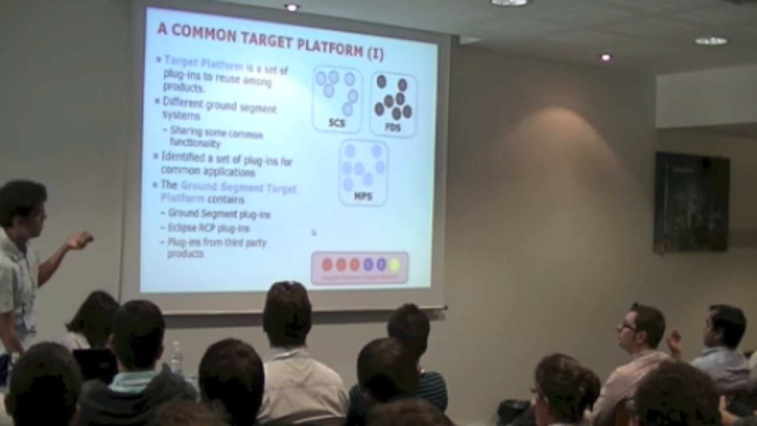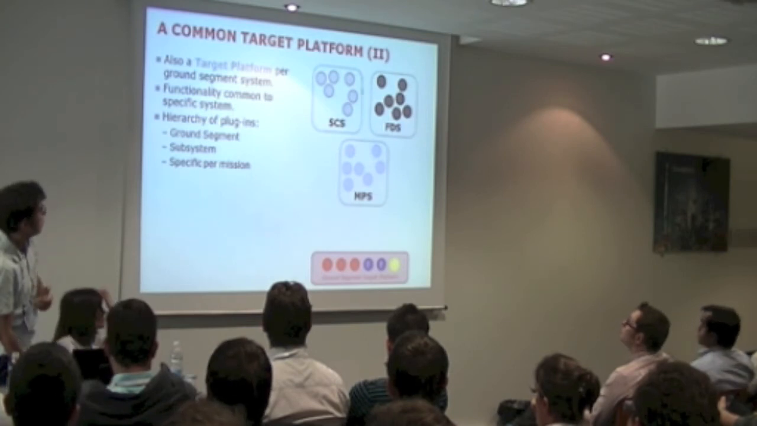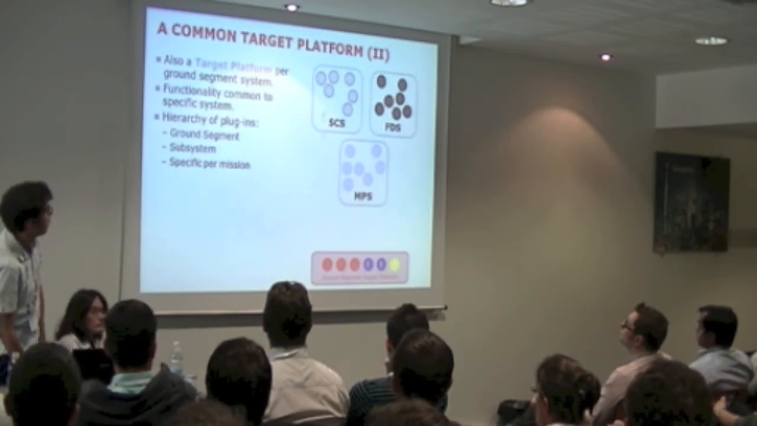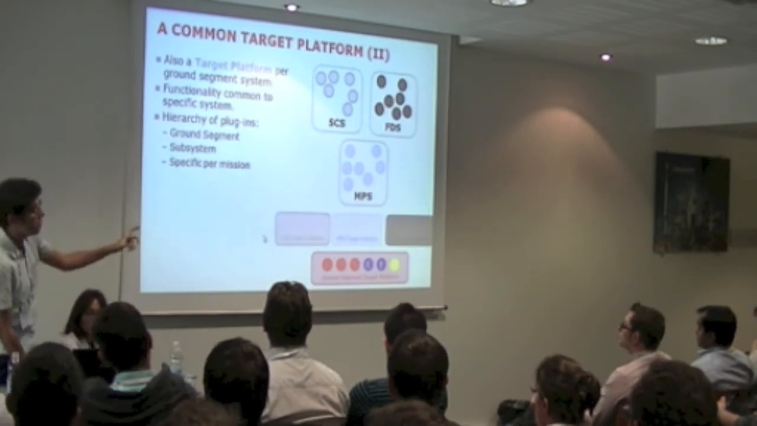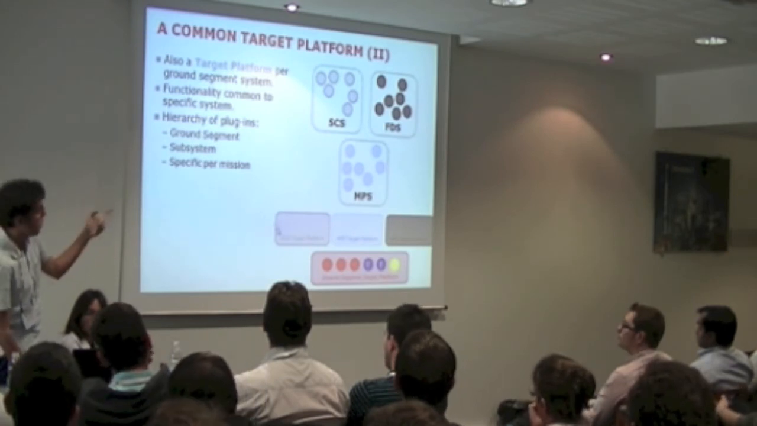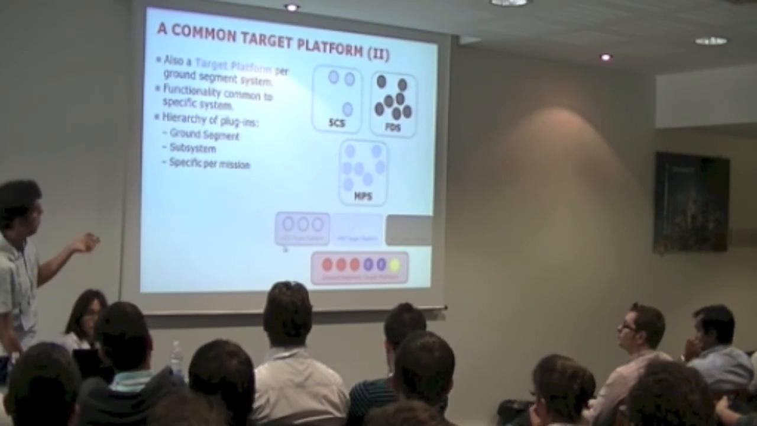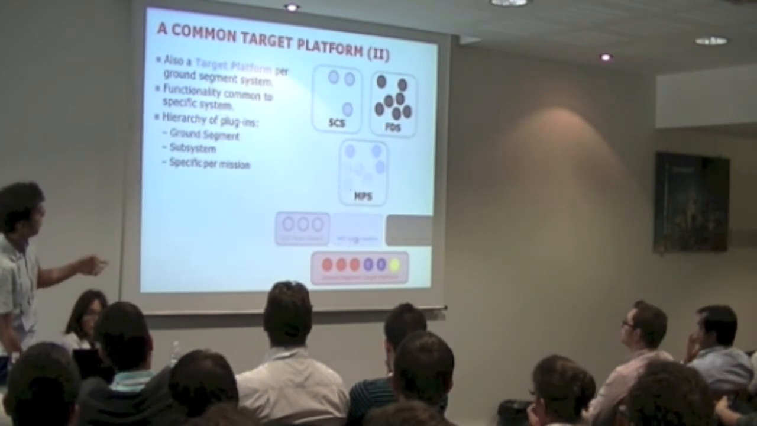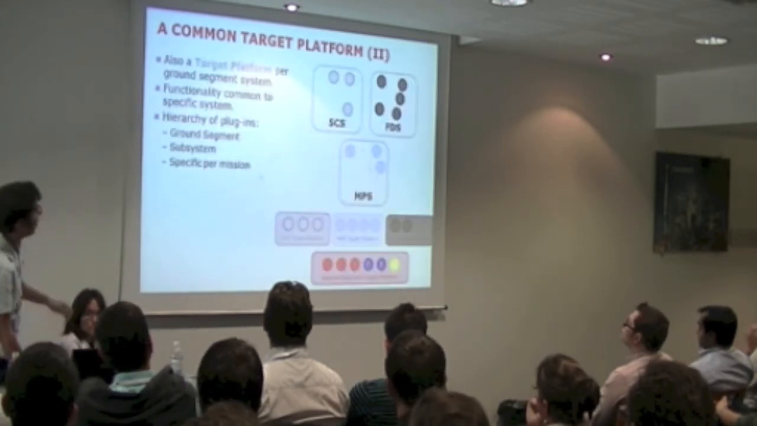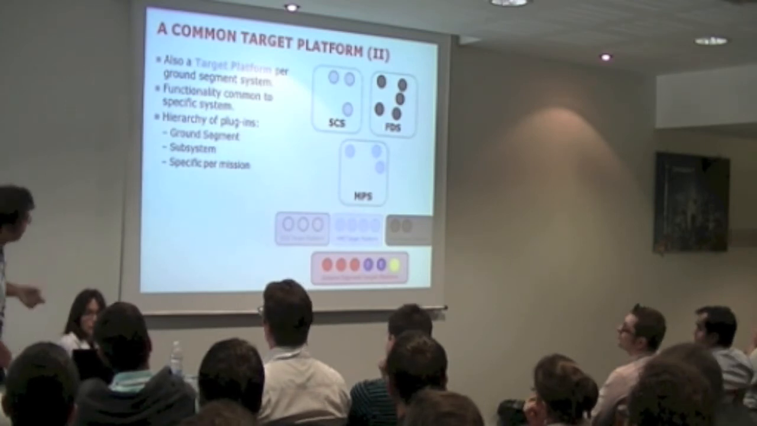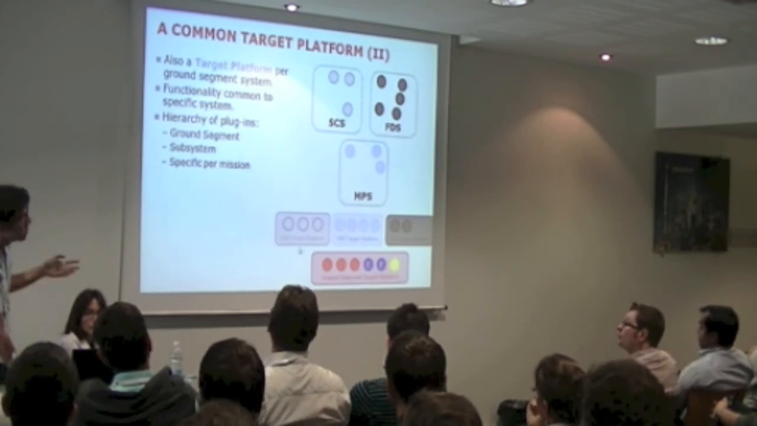But this was just the first step we made. We also noticed that we have another kind of functionality that was common among the systems of the ground segment, not maybe for all the ground segment. So we decided to create different sets of target platforms, one for each kind of system inside the ground segment. So we have a satellite control system target platform, a mission planning target platform, and a flight dynamics target platform. So in our hierarchy of plugins for IDE development, we have the plugins that are common to the whole ground segment and the plugins that are specific to a system in the ground segment.